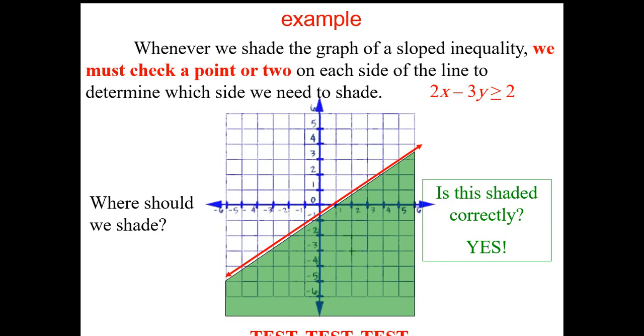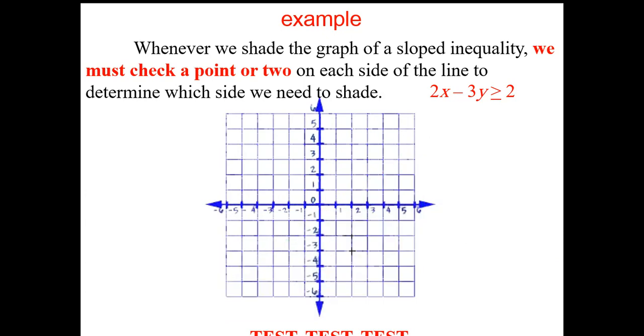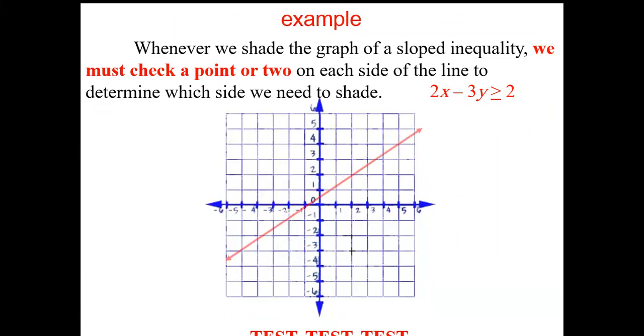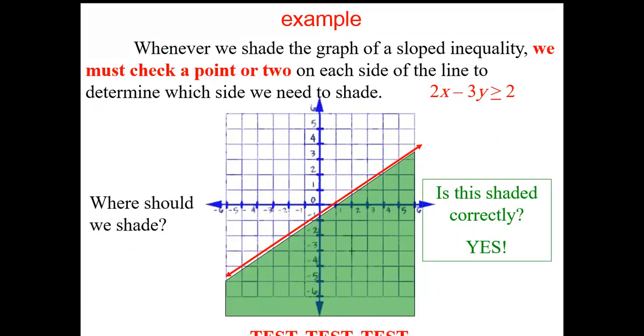So I'm going to repeat again. When I took the 0, 0, I go back. 0 is in this area here, in the red area here. When I replace it here, I got 0 bigger than 2. This is wrong. So I know I don't need to shade this area where 0 is. This is not the correct shading. I need to shade opposite to this area. So I'm going to shade the second part. So this part now is the solution. Okay?